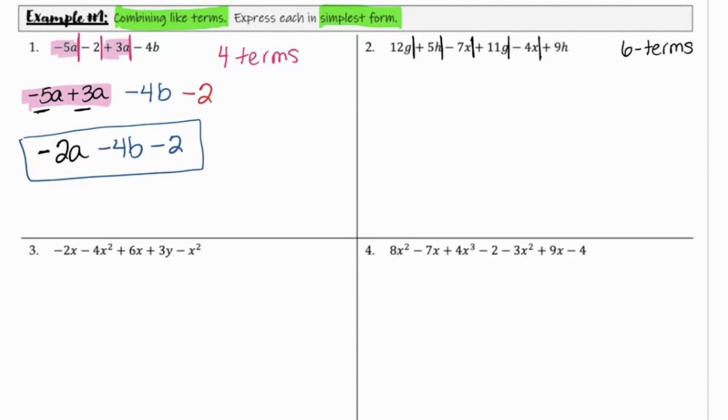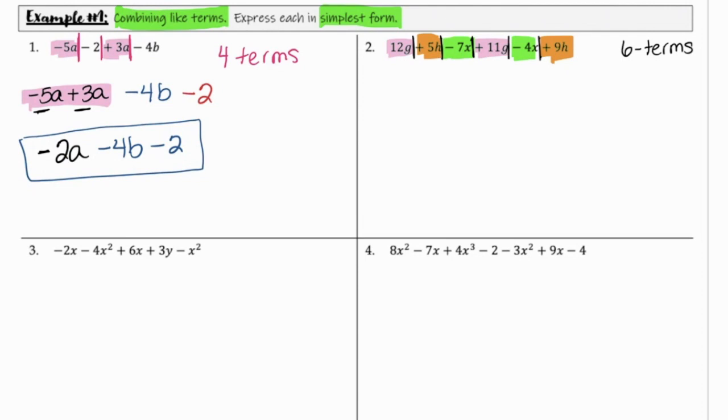Once I combine them, I'm going to most likely have fewer terms. So let me find like terms. I have a G here and I have a G here, so that means they're like terms. I have an H here and an H here, so those are like terms. And I have an X here and an X here, so those are my like terms.